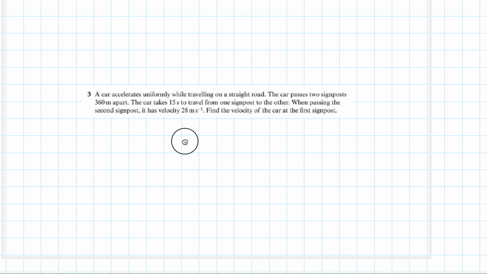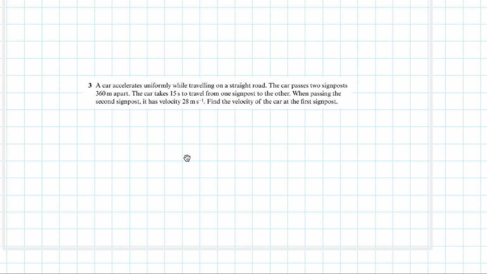Question 3. A car accelerates uniformly while travelling on a straight road. The car passes two signposts 360 metres apart. The car takes 15 seconds to travel from one signpost to the other. When passing the second signpost, it has a velocity of 28 metres per second. Find the velocity of the car at the first signpost.